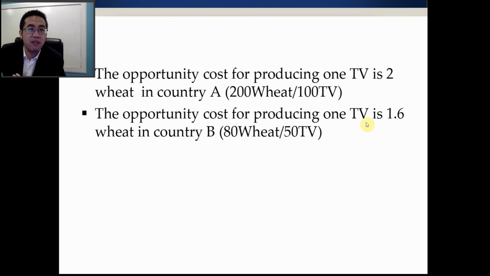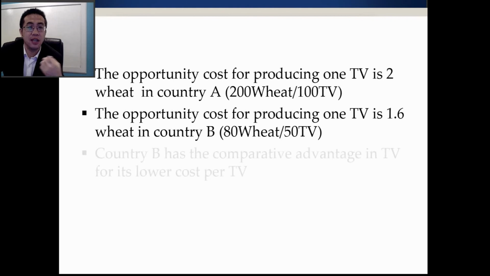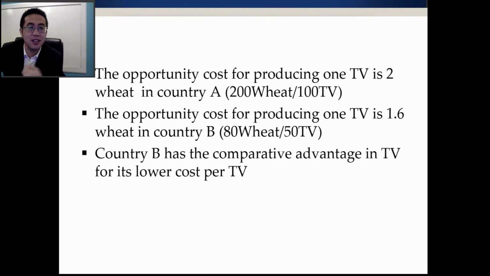So who has a comparative advantage? Of course, the lower number is the better one. So country B has the comparative advantage in TV production. That means country B will focus on TV production and then trade the excess TVs with country A in exchange for wheat. On the other side, country A will focus on wheat production and then exchange excess wheat with country B for TV. I know it's quite wordy, so just try your best to understand that. If not, there are textbook materials for some reading to help you understand.